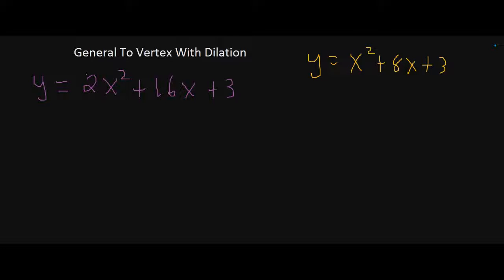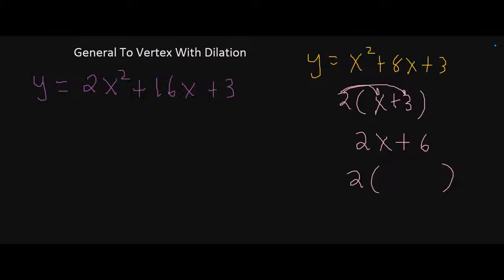For example, let me give you an example here. Let's say we have 2 times x plus 3. Well, 2 times x is 2x plus, what's 2 times 3? Well, that's 6. Okay, well, let's say I wanted to go backwards. I wanted to pull the 2 out. So let's say we got 2, and we know this should be x plus 3. So what can we do to this so that we can get the x plus 3?